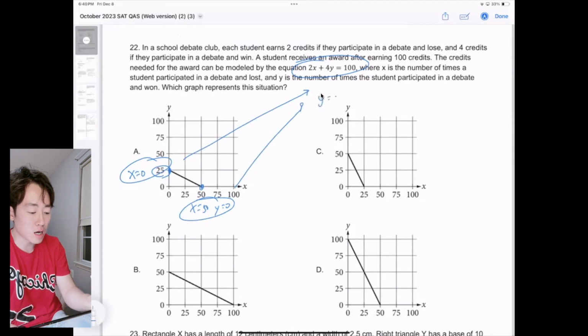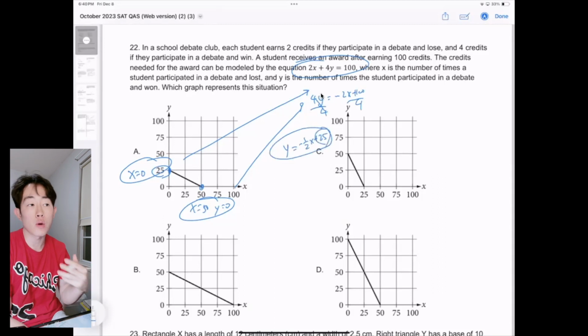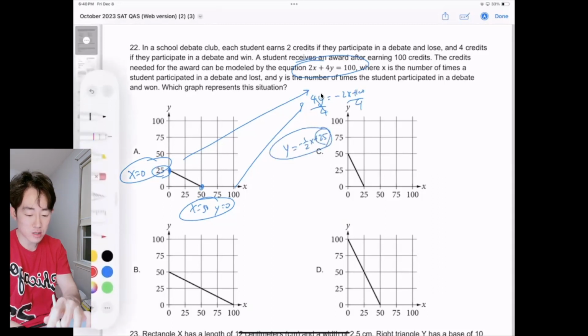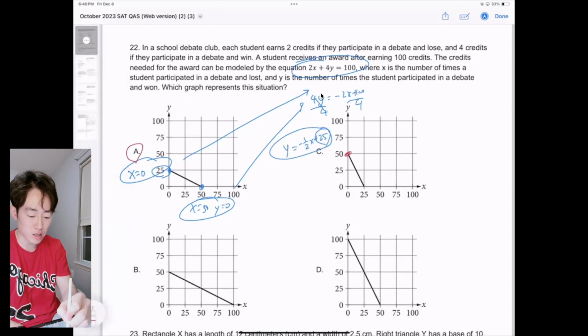4y equals negative 2x plus 100, divided by 4 on both sides. Then you can say y equals negative 1/2 x plus 25. And that will already tell you your y-intercept should be 25. The correct answer here is A, because the only choice that gives you a y-intercept of 25 is A.